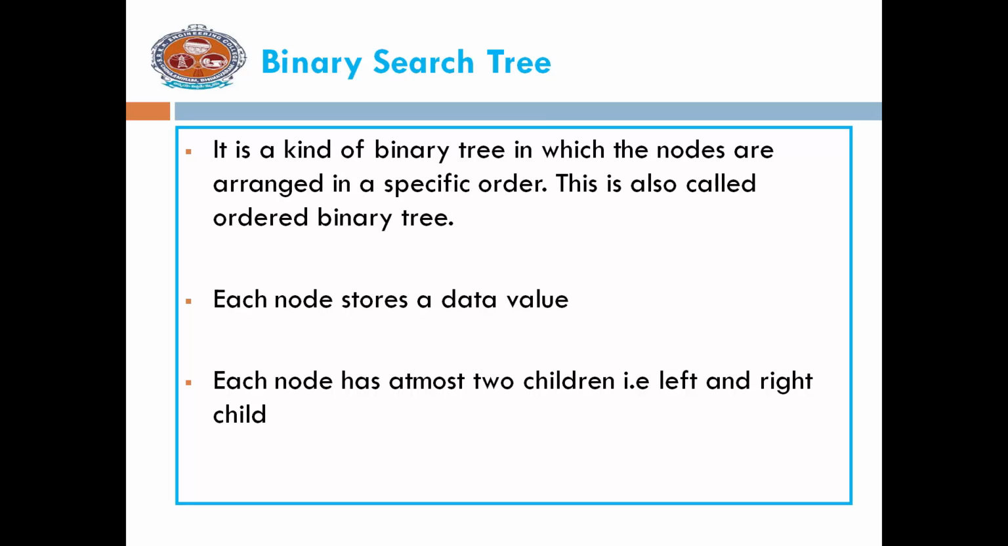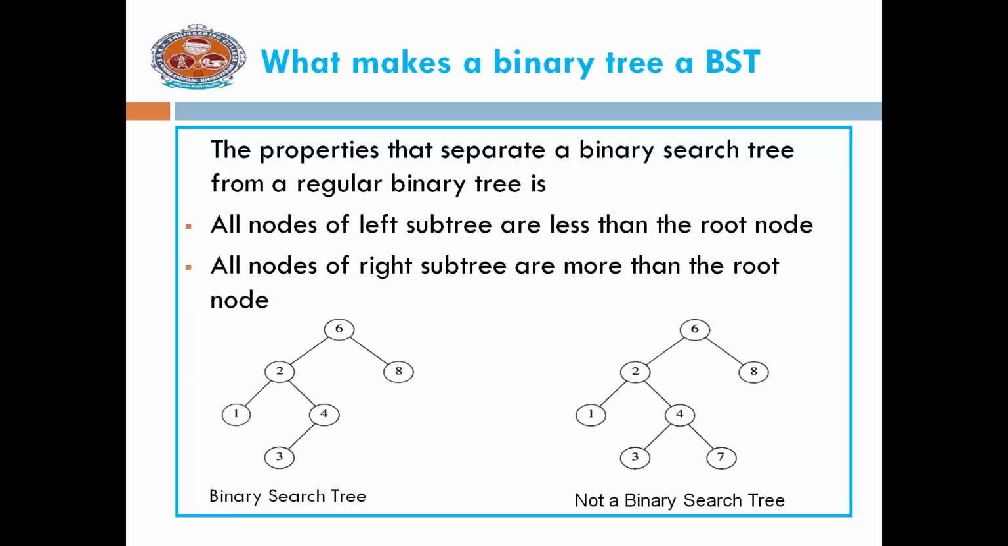It is also a kind of binary tree in which the nodes are arranged in a specific order, so it is called an ordered binary tree. Each node stores a data value and each node contains at most two children, left and right children.